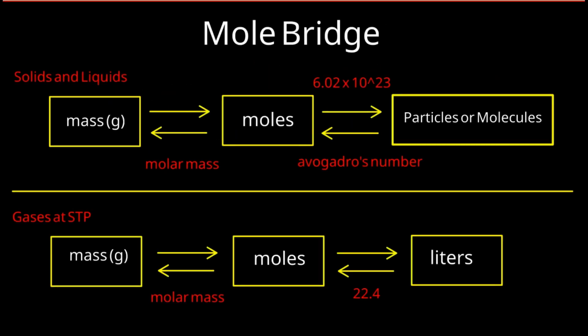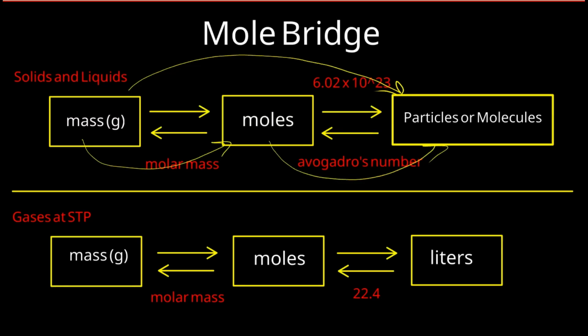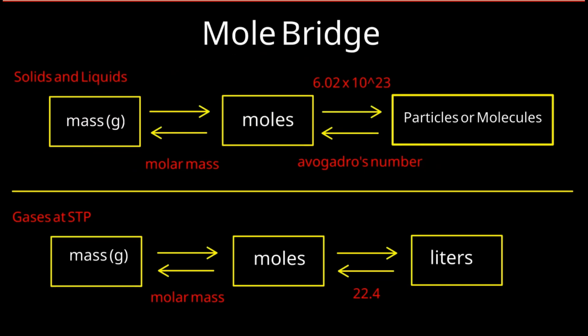We can use the mole bridge to cross from mass to particles or molecules. But first of all, we have to convert mass into moles, and then convert the moles into particles or molecules. To get from mass to moles, use the molar mass. On the periodic table, add up all the masses of the elements of the substance, and then use that to determine moles. And to go from moles to particles or molecules, you'll have to use Avogadro's number.